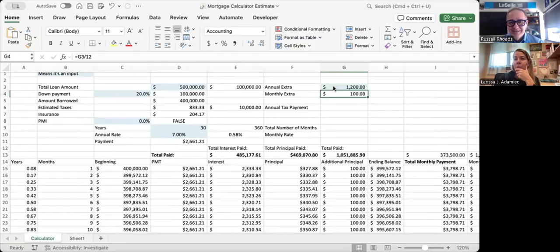No, so let's say you put an extra $100 a month. There you go. Look at that. Now we've gone from $558,000 to $485,000 in interest. That's not bad. Not at all. And coughing up an extra $100 seems actually very reasonable at this point.